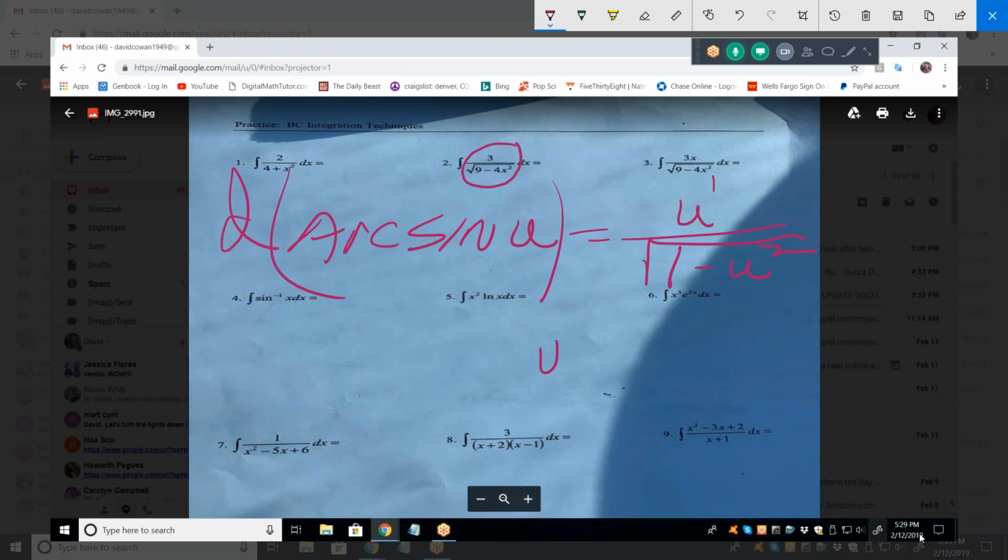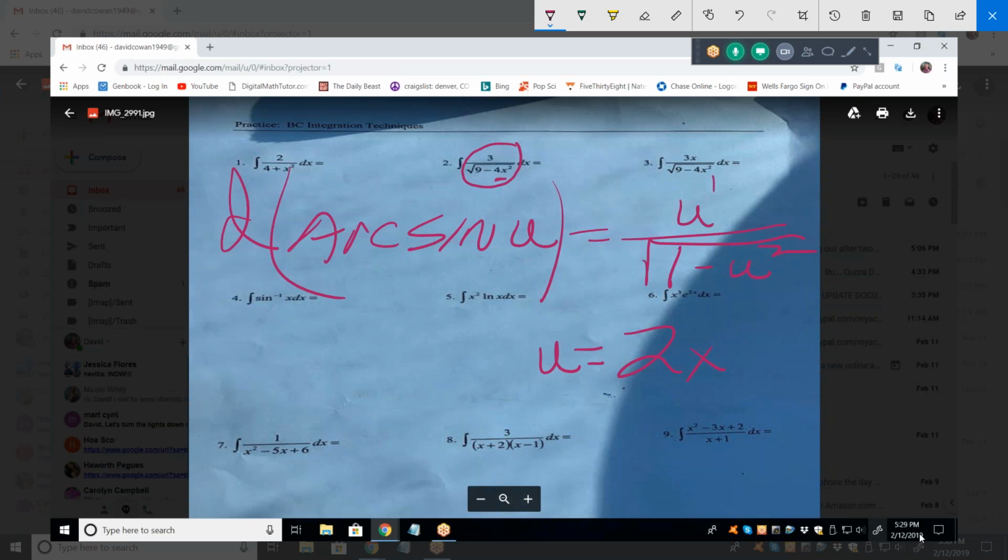So what would be a good thing to let u be? Could u be 4x? Well, we know that this is u squared. So letting u be 2x, let's see what happens. Doesn't quite work, does it? If u is 2x, then the derivative, I would have a 2 in the numerator. That'd be square root of 1 minus 4x squared. But I don't have a 3 and I don't have a 9.